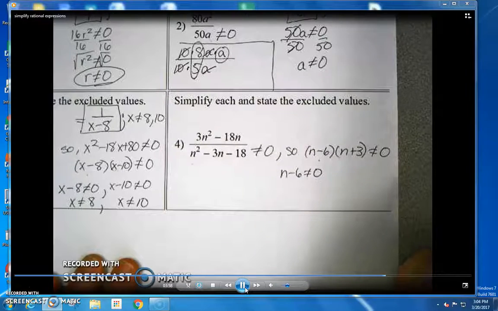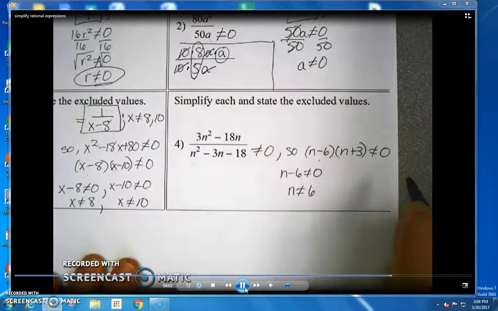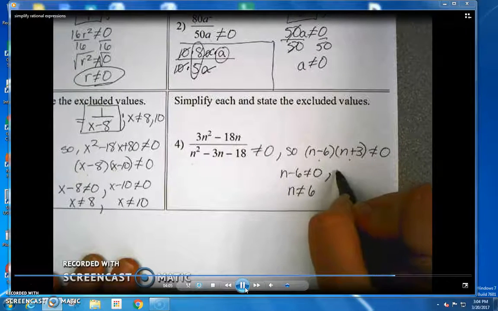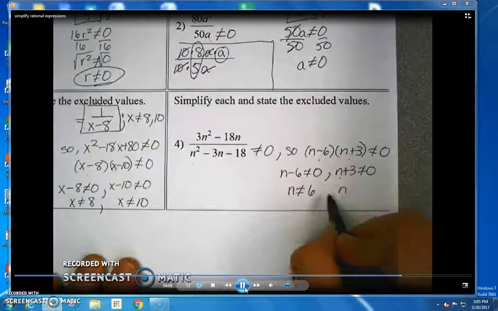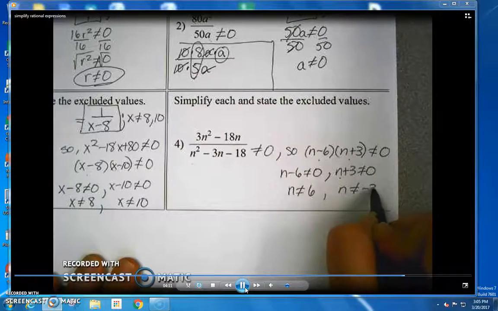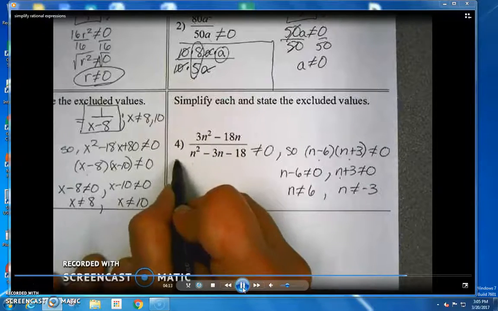And that means that each of those factors cannot equal 0. So n minus 6 can't equal 0. Neither can n plus 3. And so when I get those solved out, that means that n cannot equal 6 and n cannot equal negative 3. Again, I've already factored out my denominator, so I don't need to do that again. All I need to do is keep those factors for this denominator and then worry about factoring the numerator in this next step when I'm simplifying.